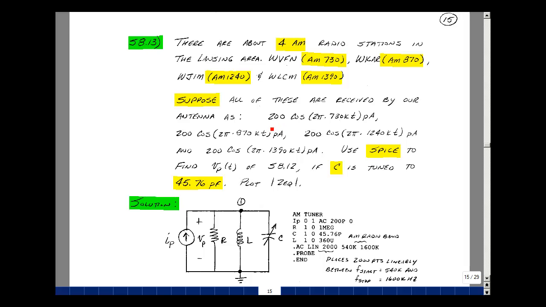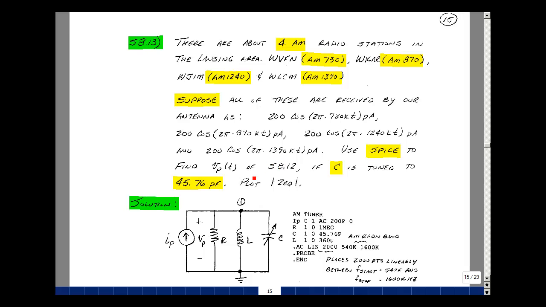In other words, the magnitude of the phasor is the same. And suppose that that's 200 picoamps. We're going to have a cosine function with the frequencies of our radio stations. So here's our AM 730, which is 730 kilohertz, 870 kilohertz, 1240 kilohertz, and 1390 kilohertz.